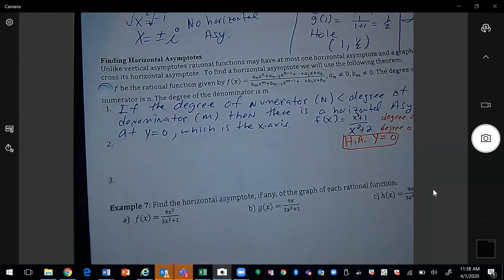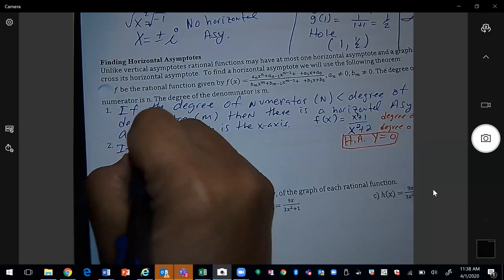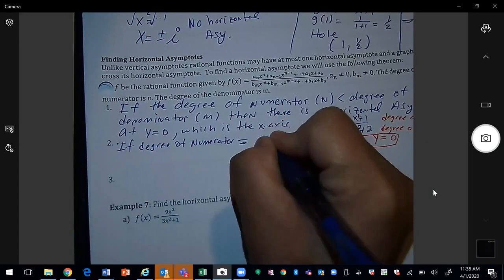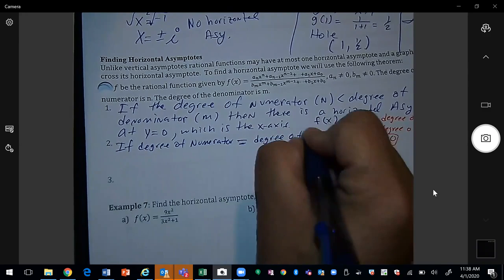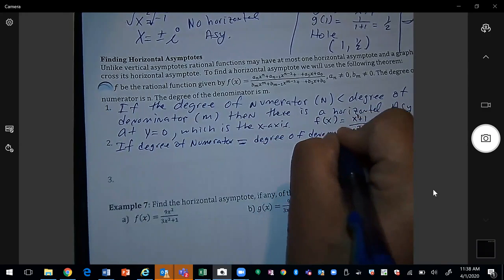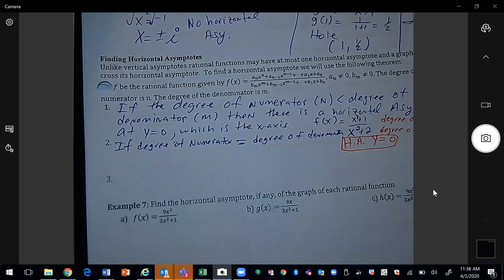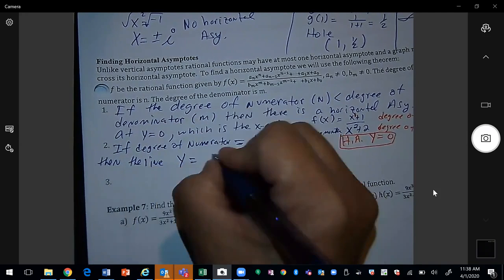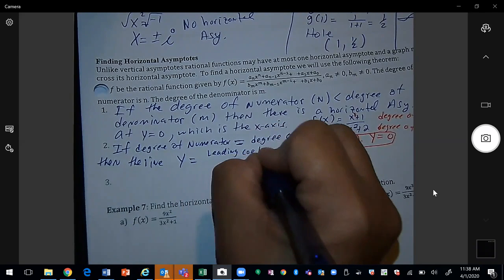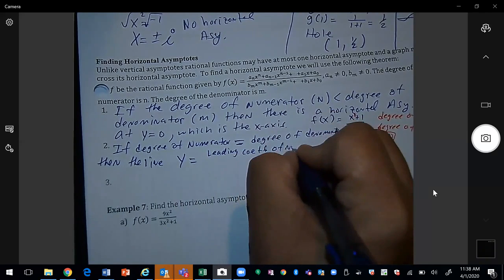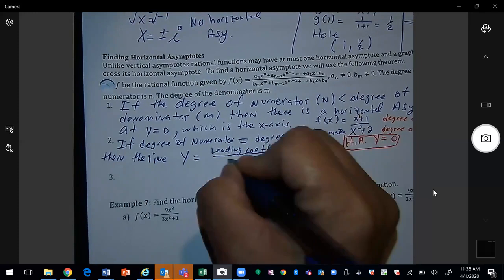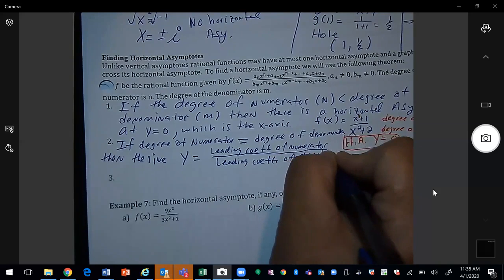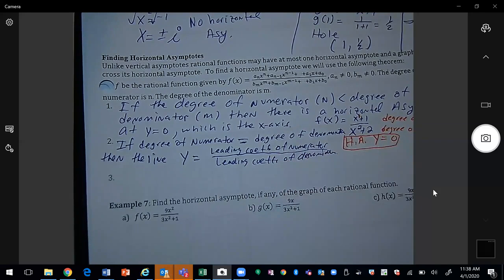The second case is when they're equal. If the degree of the numerator equals the degree of the denominator, okay, if that happens, then the line y equals the leading coefficient of the numerator divided by the leading coefficient of the denominator. So let me tell you what I mean by that. That's going to be your horizontal asymptote.